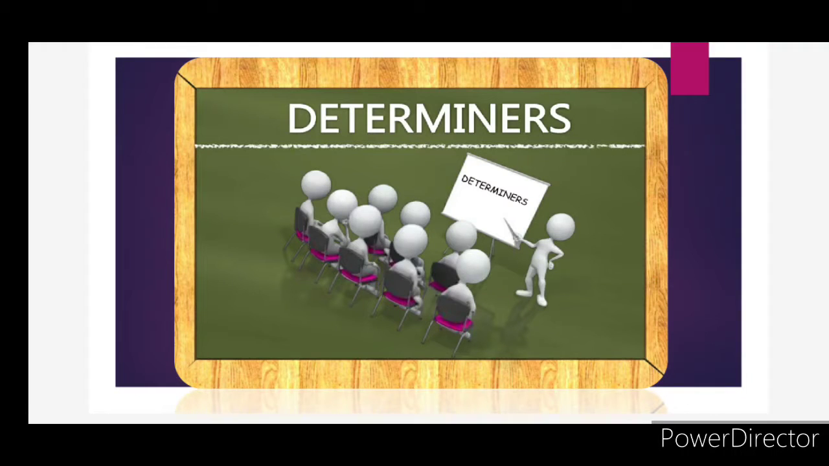Hello students, today we are going to study determiners. This is an important topic of your grammar part and I have tried to make it easier for you. So let's get started and understand what determiners are.